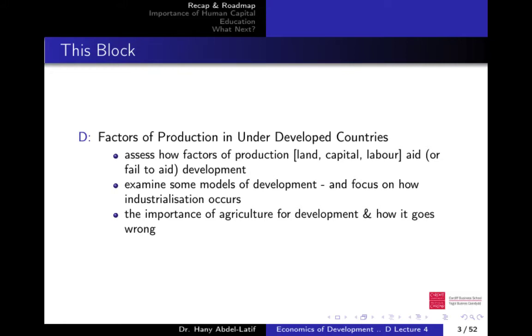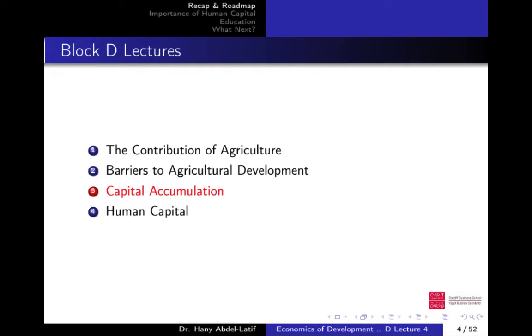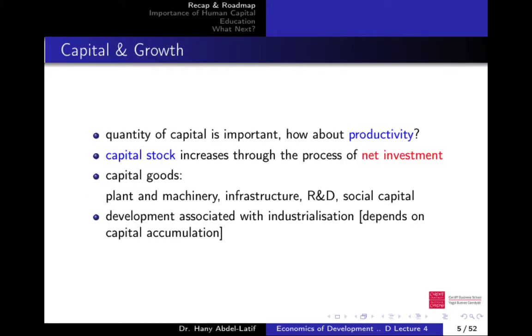Before I start talking about human capital, let's very briefly see what we covered in the previous lecture. The quantity of capital is important, but the quality is important too. So we're talking here about productivity, not just the amount of capital you have. We explained what we mean by capital stock and different capital goods, and how development is associated with industrialization, and that requires capital accumulation. So as we said, we focused only on physical capital. We didn't talk about human capital last week at all, but this lecture will be all about human capital.